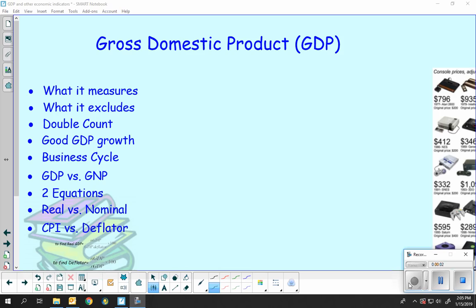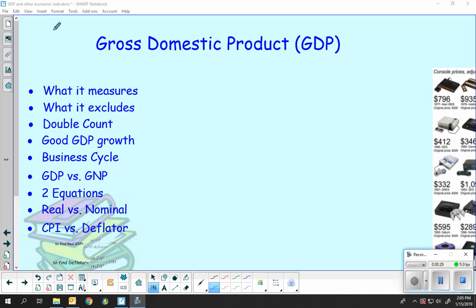Hey guys, so this next unit we're kind of done with introduction to macroeconomics and basic economic concepts, and now we're into the meat and potatoes of economics. So what you have in front of you is what we're talking about the next couple of days, gross domestic product. And this whole unit is called economic indicators.